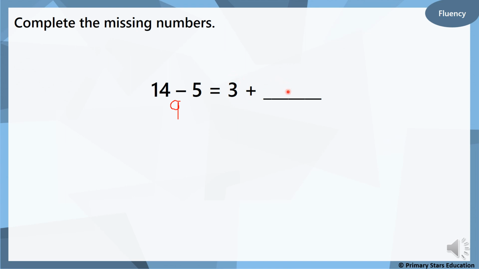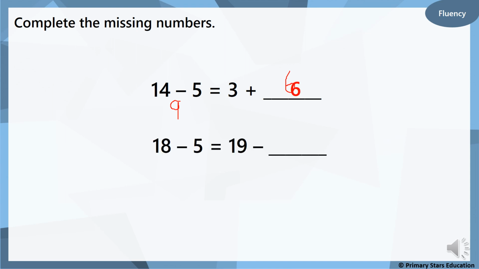I'd put 3 in your head and count on: 3, 4, 5, 6, 7, 8, 9. How many did you count on? It was 6. Well done. So there we know that 14 subtract 5 is equal to 3 add 6.